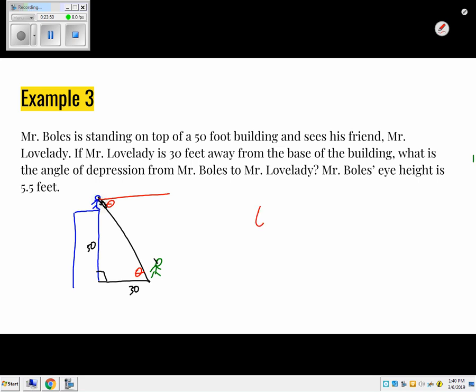You want to use tangent? All right, tangent of that theta is equal to what? Oh, 50 over 30 in this case. Should add the 5.5. 55.5 over 30. That's where he's looking from. Nope, he saw my shoes. I need to put that in here. All right, so tangent inverse of this. Show your neighbor.